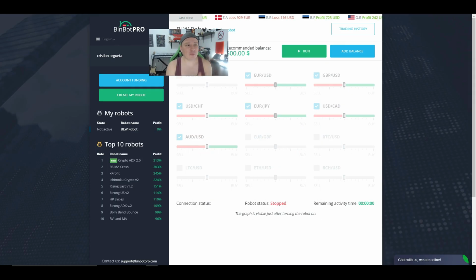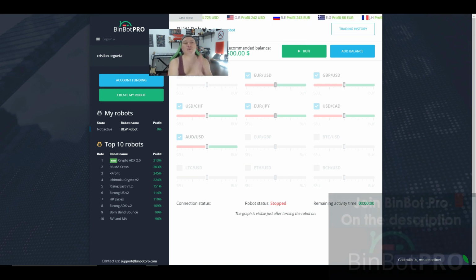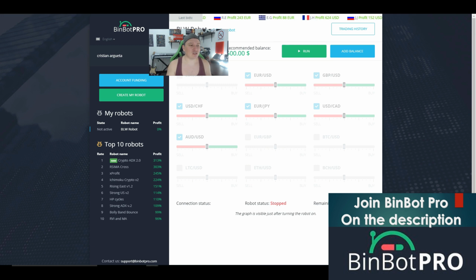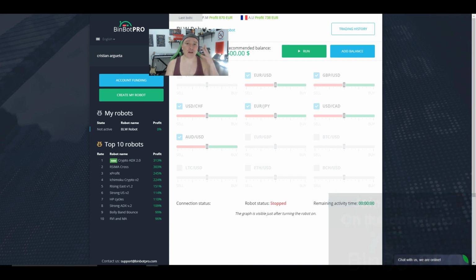Alright everyone, right now I'm covering my balance because you will be surprised. Basically, what I did is that I wanted to test both of the robots, RSIMA Cross and xProfit, and see the results of both. So I activated both of them at the same time and got to play five trades on each one in order to see which one was more profitable, which one is more accurate for traders.